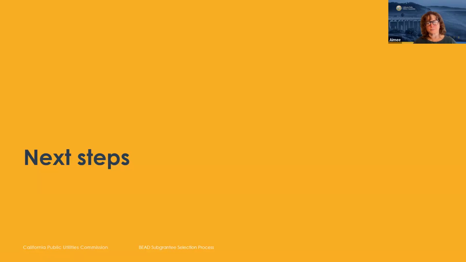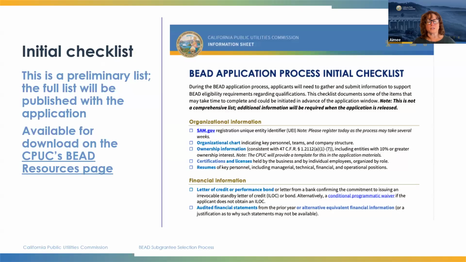So let's go to next steps. The CPUC has made and published an initial checklist for pre-qualification and the main application, and these are available on the CPUC's website. Some of those items take several months or considerable coordination to pull together, and that is why we're telling you now. We're trying to make this easy and show you what's needed. There are a lot of materials, as you will see from these checklists, to start pulling together.